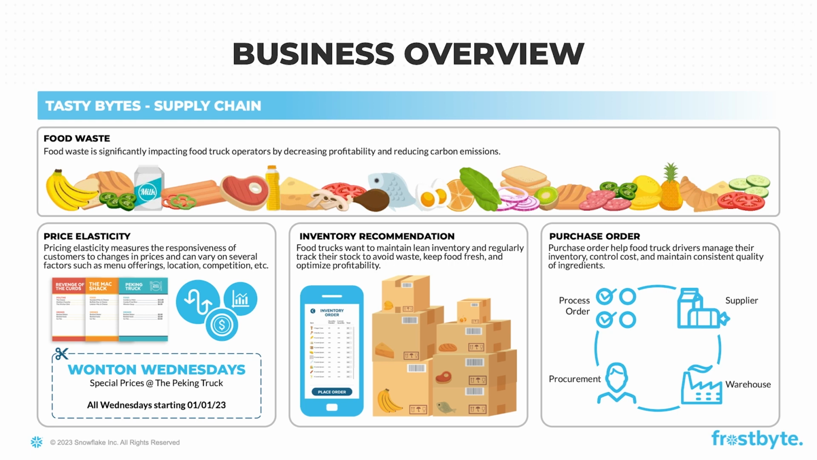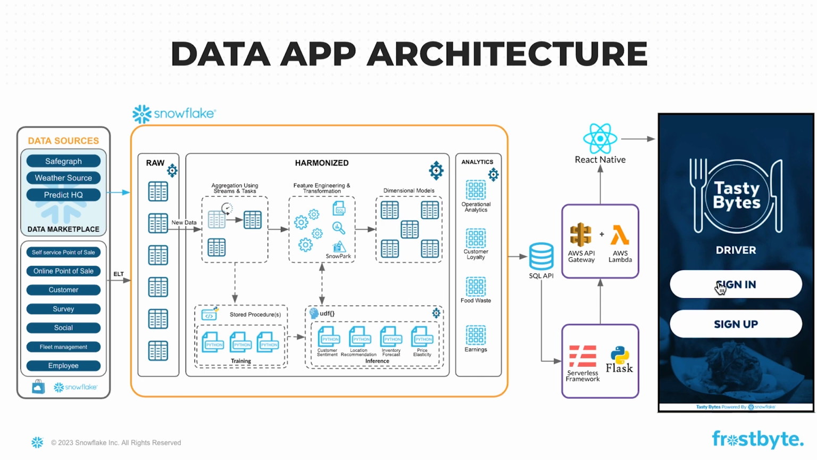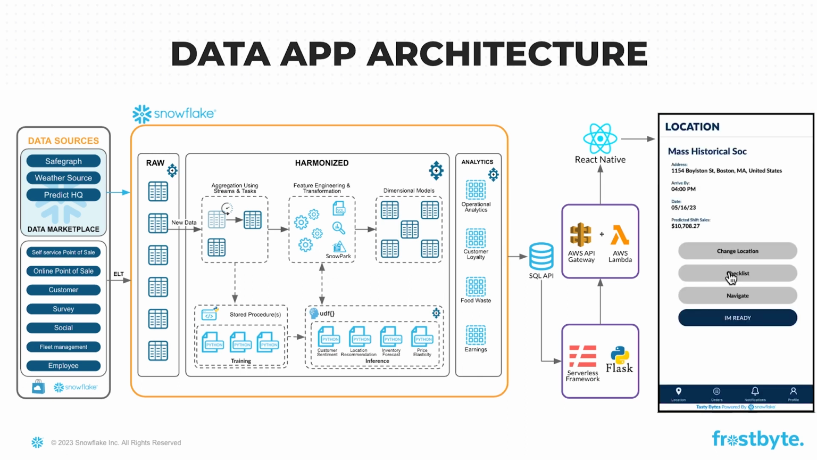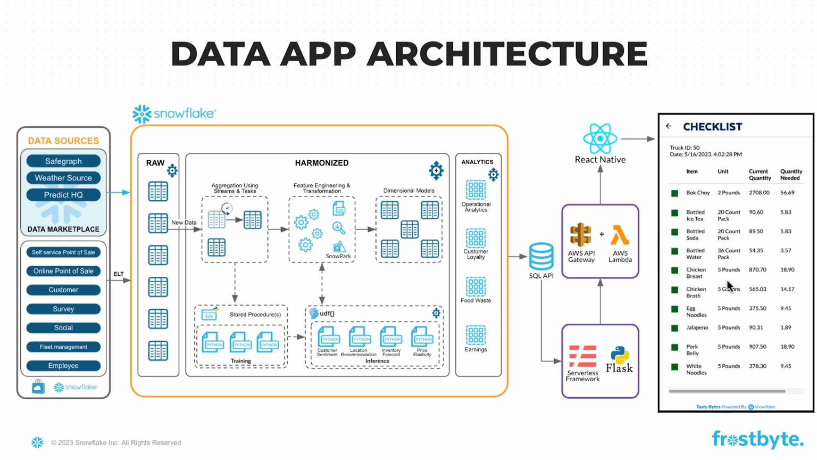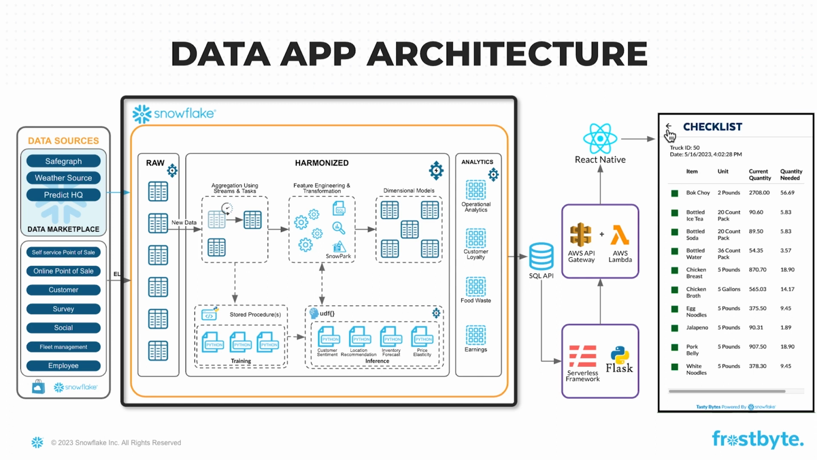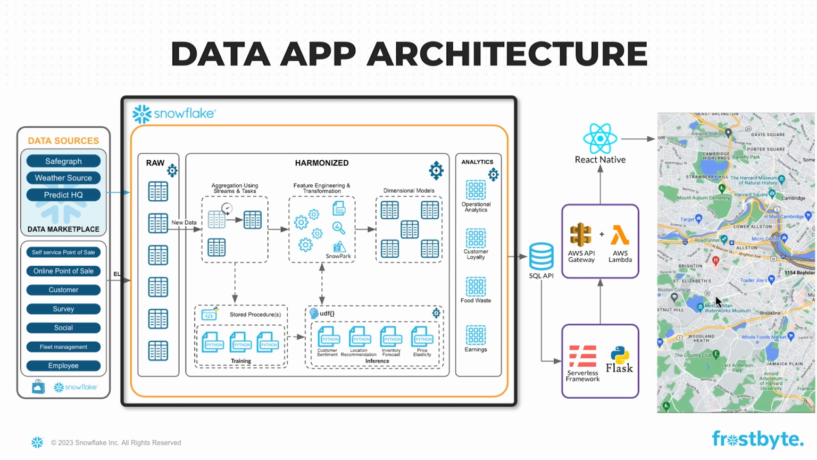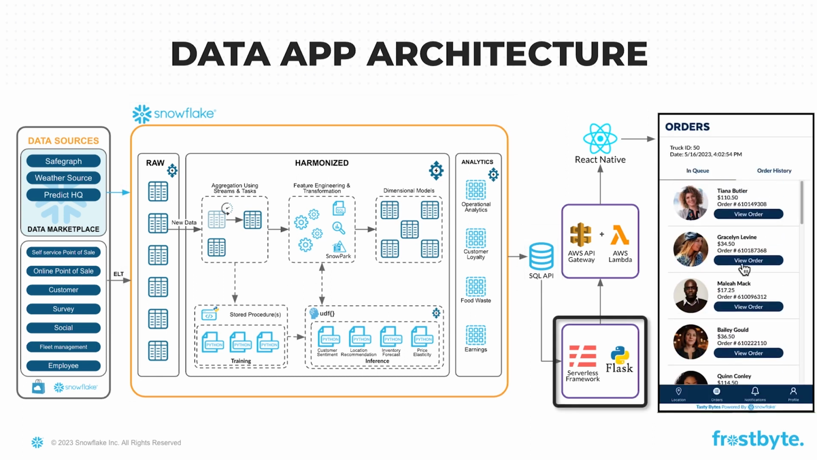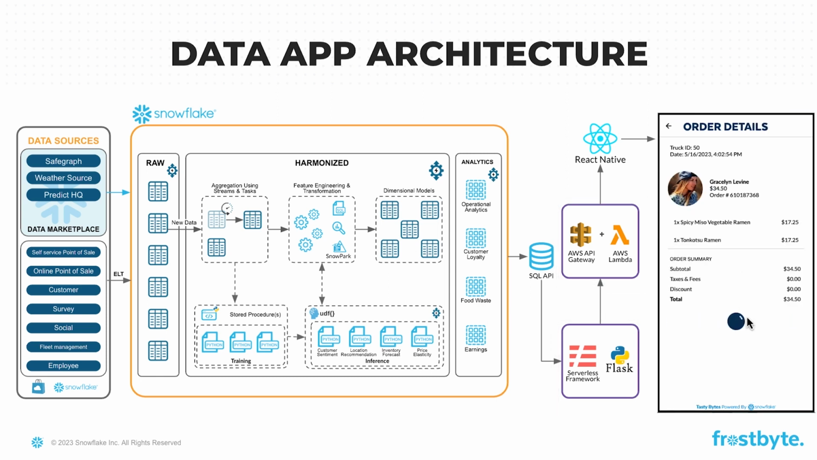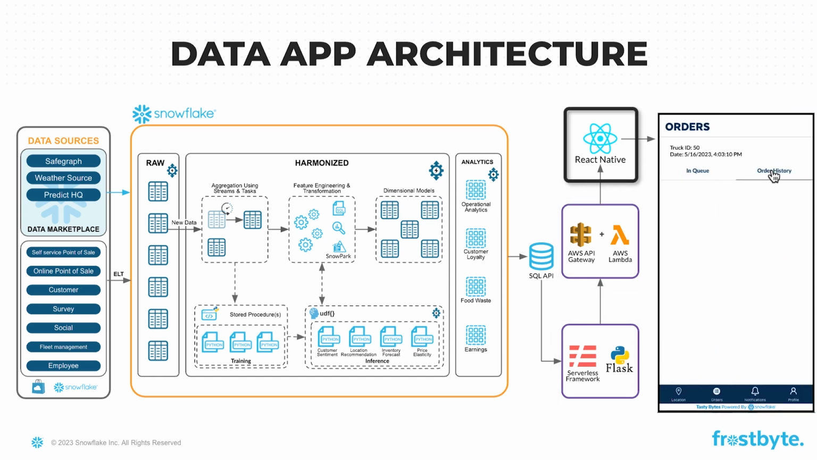The main part of this demo covers how all these models are used in the driver app to provide best location and inventory recommendations for truck drivers. The application is designed based on a three-tier architecture consisting of a persistence layer, processing layer, and user interface layer. The persistence layer is built with Snowflake, and an API has been developed to facilitate communication between the application and Snowflake, utilizing SQL API, serverless, Flask, and AWS Lambdas. The user interface layer is developed using the React Native framework.